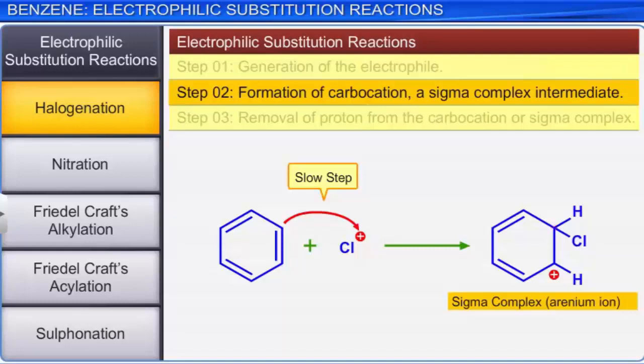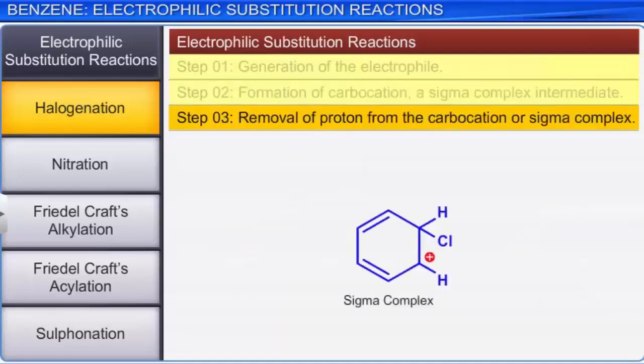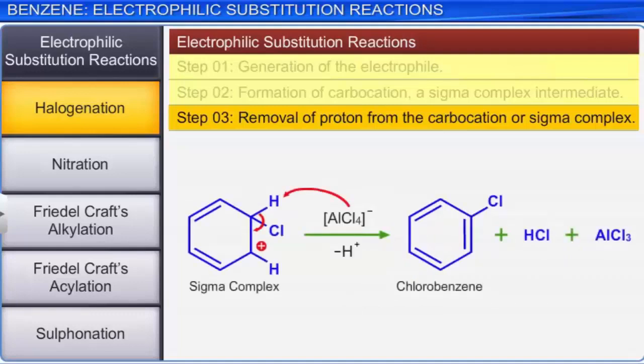In the last step, the proton is removed from the intermediate sigma complex in the presence of the nucleophile AlCl4- ion. This results in the formation of chlorobenzene. Note that the last step of the reaction is always a fast step, as the non-aromatic sigma complex is converted to an aromatic compound.